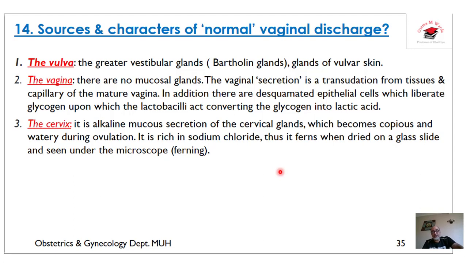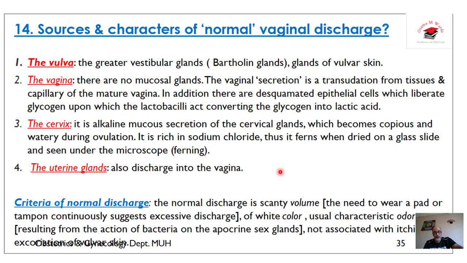which is estrogen dependent, so it becomes copious and watery during ovulation due to high serum estrogen level. It is rich in sodium chloride, thus it forms a fern pattern when dried on a glass slide and seen under the microscope. The uterine glands also discharge into the vagina, what is called uterine milk.